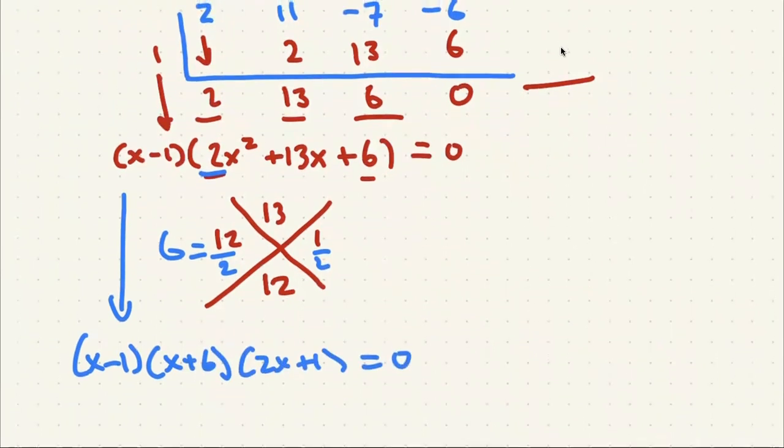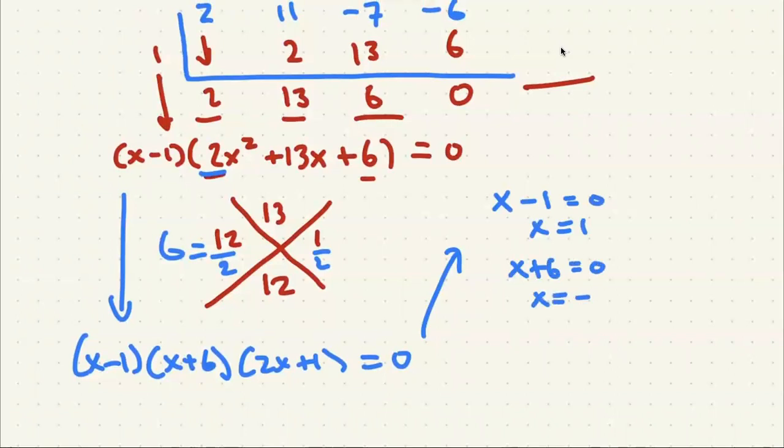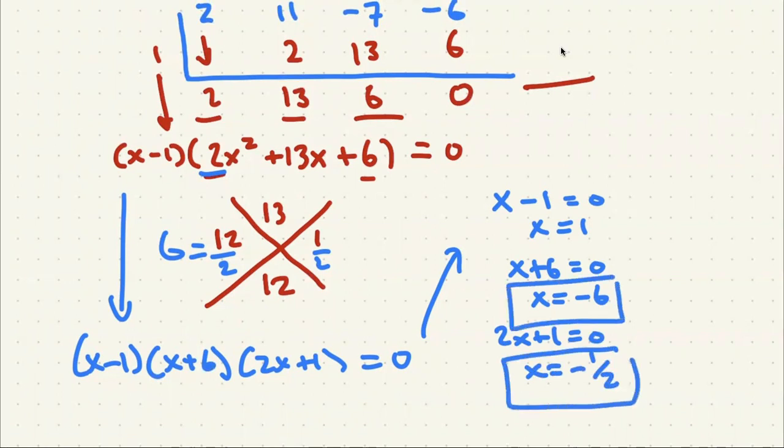So that means our zeros are going to be: x minus 1 equal to 0, which means x equals 1. x plus 6 equal to 0, which means x equals negative 6. And then 2x plus 1 equal to 0, which means x is going to equal negative 1/2. So notice how I got x equals negative 6 as one of the real zeros. That means I messed up when I plugged it in. Okay, so this is a hard process, but you'll get it after a couple of tries.